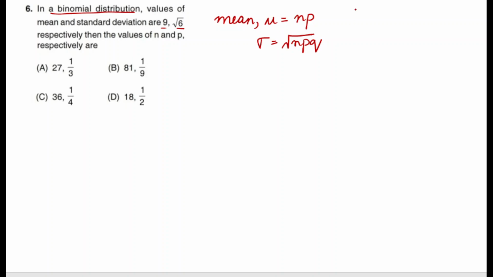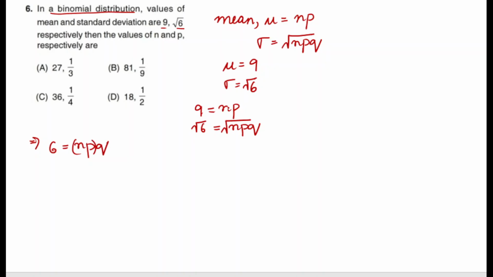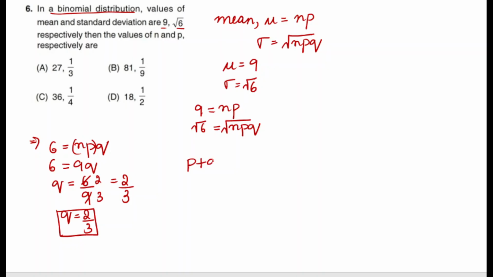Now they have given the value for mu, which is equal to 9, and sigma, which is equal to square root of 6. Substitute in these two equations. We get 9 equals n into p, and square root of 6 equals square root of n p q. Now from here I can say 6 is equal to npq, right? The value of np I can substitute from the previous equation, so 6 equals 9 times q. We get the q value equal to 6 divided by 9, that is 2 divided by 3. So we got the q value to be equal to 2 divided by 3. Now in the previous problem I told you the probability of success plus the probability of failure, that is p plus q, is equal to 1.